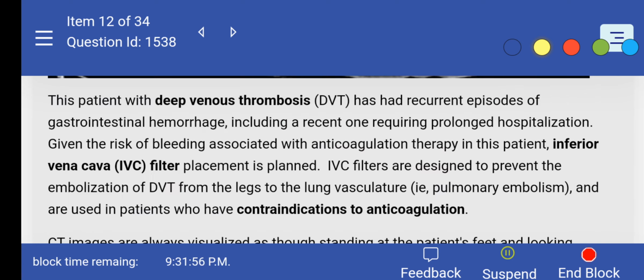Okay, this patient with deep venous thrombosis has recurrent episodes of gastrointestinal hemorrhage, including a recent one requiring prolonged hospitalization, given the risk of bleeding associated with anticoagulation therapy. In this patient, inferior vena cava filter placement is planned. Inferior vena cava filters are designed to prevent the embolization of DVT from the legs to the lung vasculature, that is, will prevent pulmonary embolism, and are used in patients who have contraindications to anticoagulation.